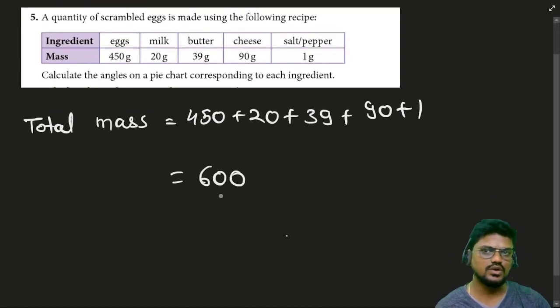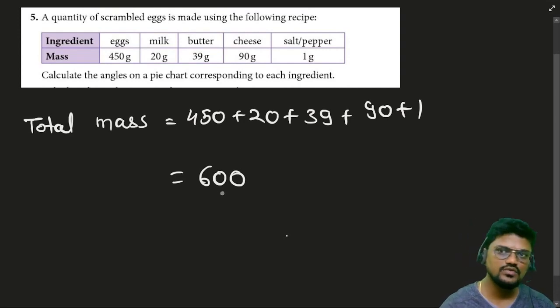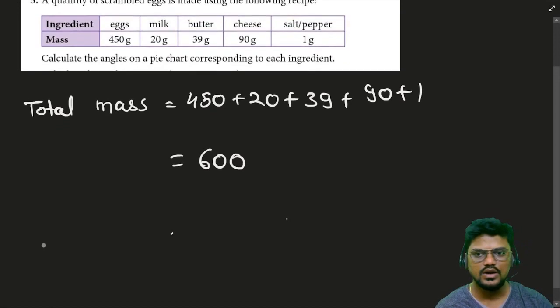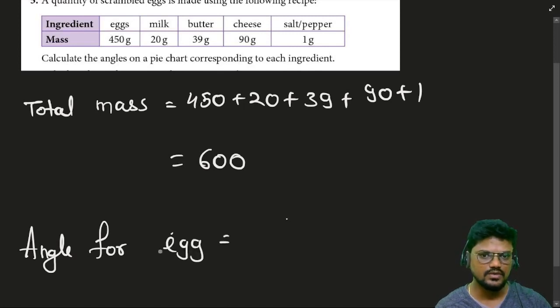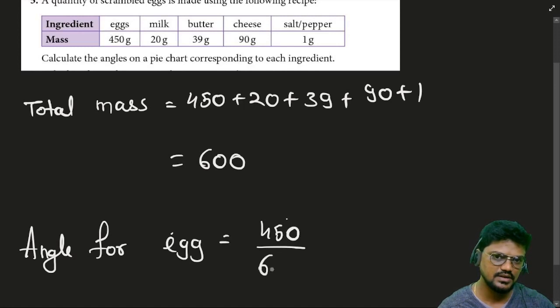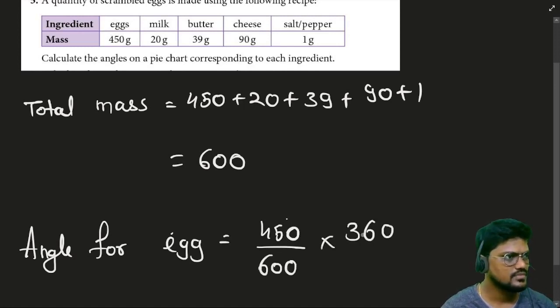So this is your total mass, right? Now, what will be the angle for the given ingredients? Angle for egg will be 450 by 600, and multiply it with 360. Got it? 450 upon 600 into 360.